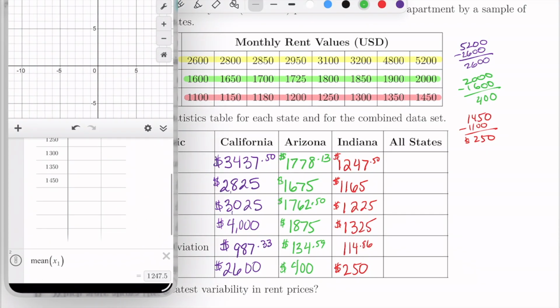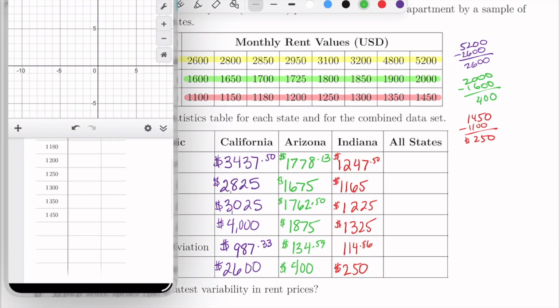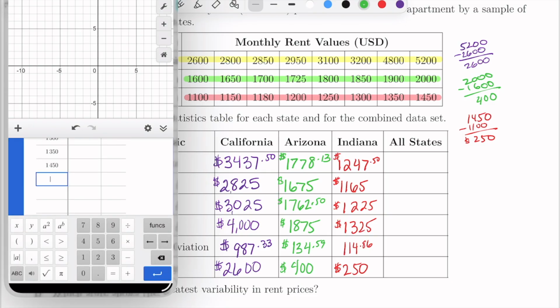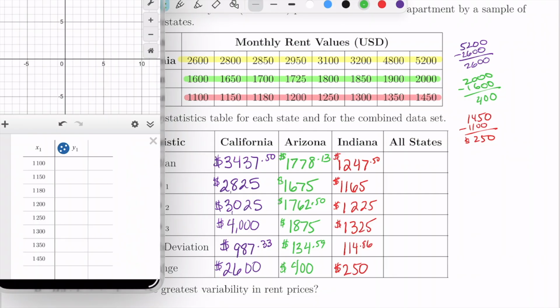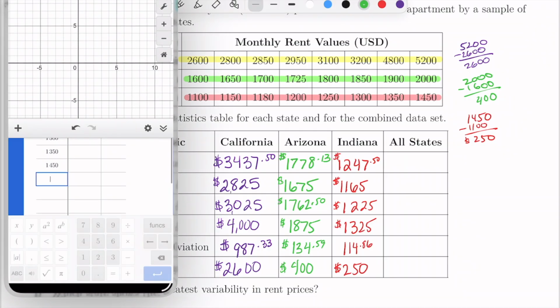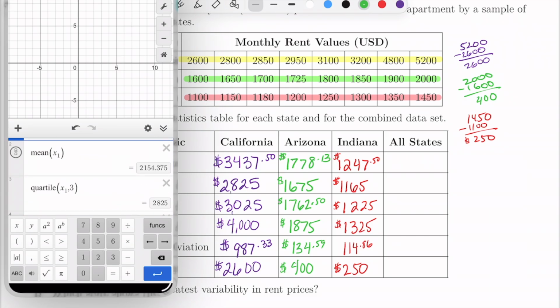I already have Indiana all typed in, so I'm just going to go back and type in California next, and then I'll do Arizona after that. So I already have Indiana. Now I'm going to type these other two states in. All right, I think I got them all typed in okay. If I fat fingered one of them and I just have wrong numbers, I'm real sorry.